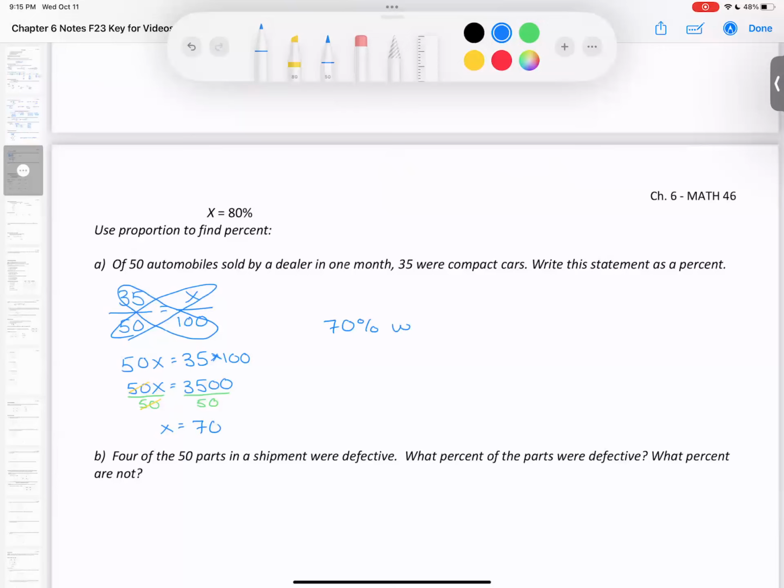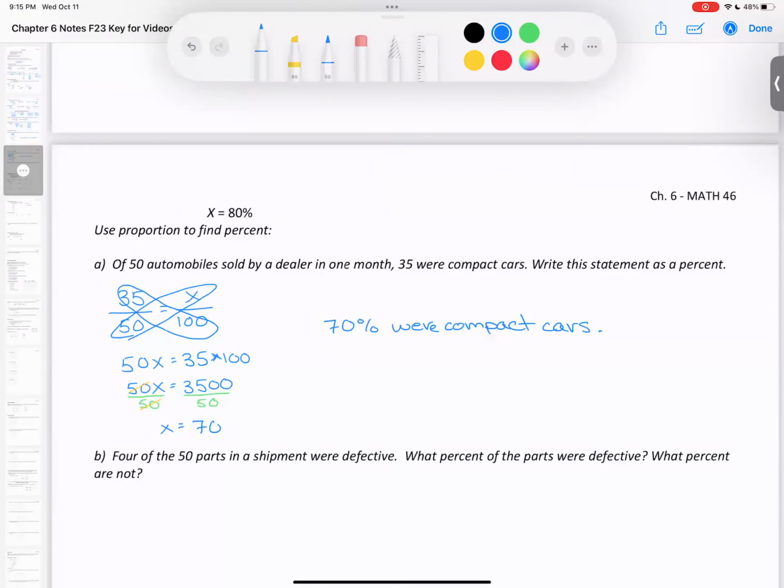So 70% were compact cars. Let's think about that for a minute and make sure it seems reasonable. We know 50% means half of something. Here we have 35 out of 50, so it's a little bit more than half. Half would have been 25. So yes, 70% sounds reasonable.